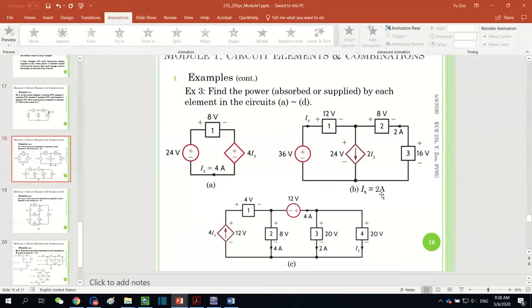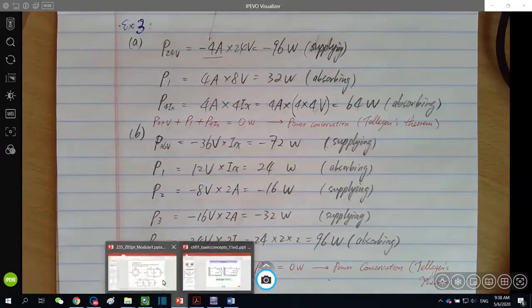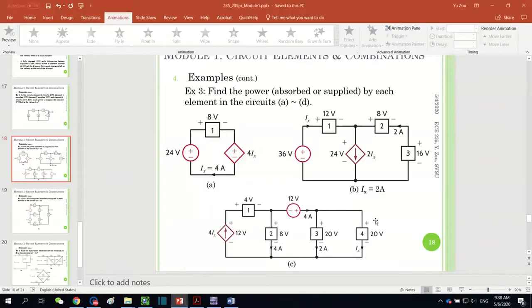Obviously, now you want to pause the video and try circuit B and C. And be careful in circuit B, the Ix is given as 2 ampere. And you have a current dependent current source in the middle. And apply the same idea we learned, you should end up with this solution. And to circuit C, you have a current dependent current source as well, with voltage labeled here.